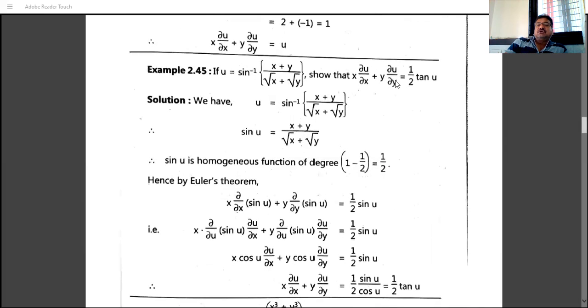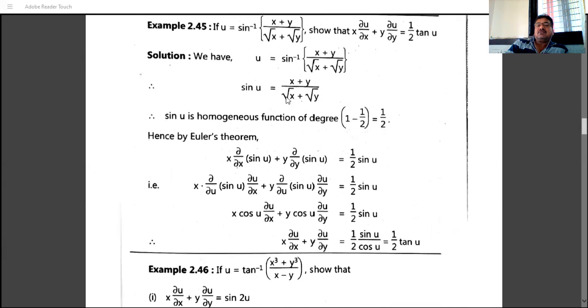So if this, then show that this. Okay. So here we use only one procedure, that is, we use the Euler's theorem. So u is sine inverse this. So shift this sine inverse to LHS. So sin u is x plus y divided by root x plus root y. And this RHS is a homogeneous function of degree: degree of numerator is 1, degree of denominator is half. So 1 minus half is half. So this whole function on RHS is a homogeneous function of degree 1 half.